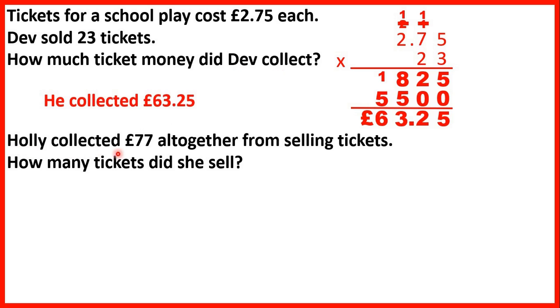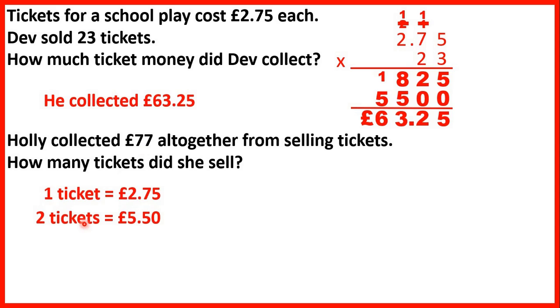Now, Holly collected £77 altogether from selling tickets. How many tickets did she sell? So really, we need to divide £77 by £2.75. But the quickest way to do that is to count up from £2.75 until we get to £77. So one ticket costs £2.75.